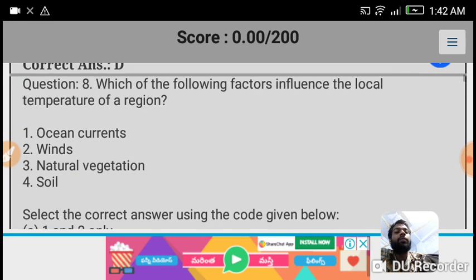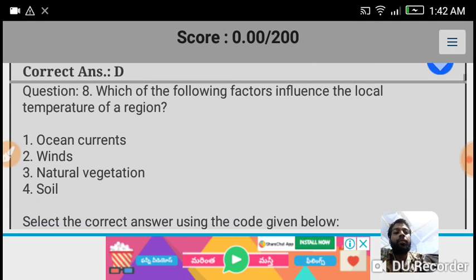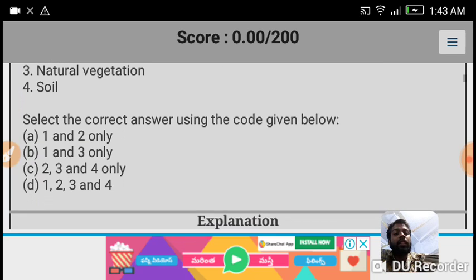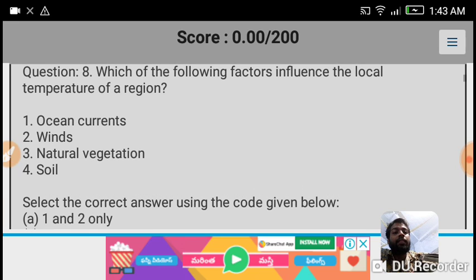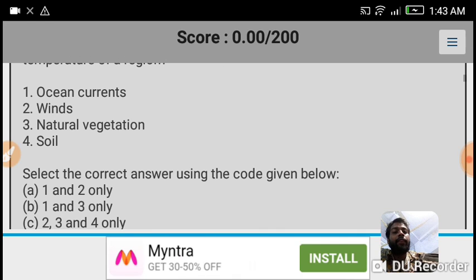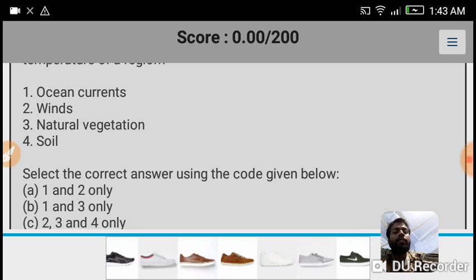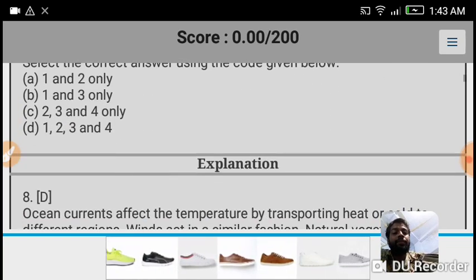Which of the following factors influence the local temperature of a region? Mainly ocean currents, winds, natural vegetation, and soils. All of them influence the local temperature of a region. Please remember, ocean currents, winds, natural vegetation, and soil affect the temperature of a region.